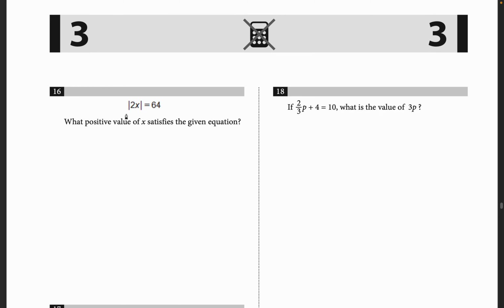Okay, absolute value. Absolute value of 2x is just 2x, so 2x equals 64. Divided by 2, x equals 32. And you could just plug this in. 2 times 32 is 64.